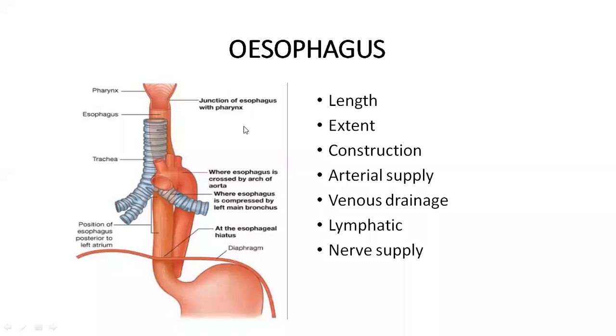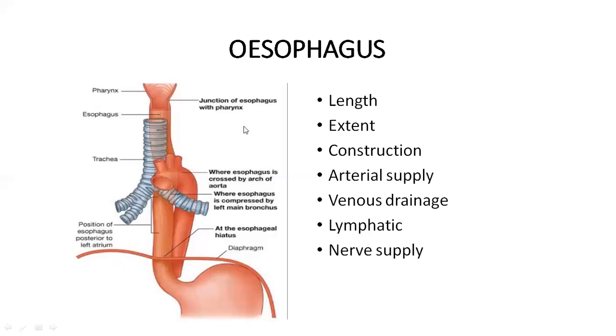Then coming to the nerve supply, two nerves are there: the recurrent laryngeal nerve, and the next one is the esophageal plexus. So the esophagus is a narrow muscular tube formed between the pharynx and the stomach. The exact extension is from the cricoid cartilage.